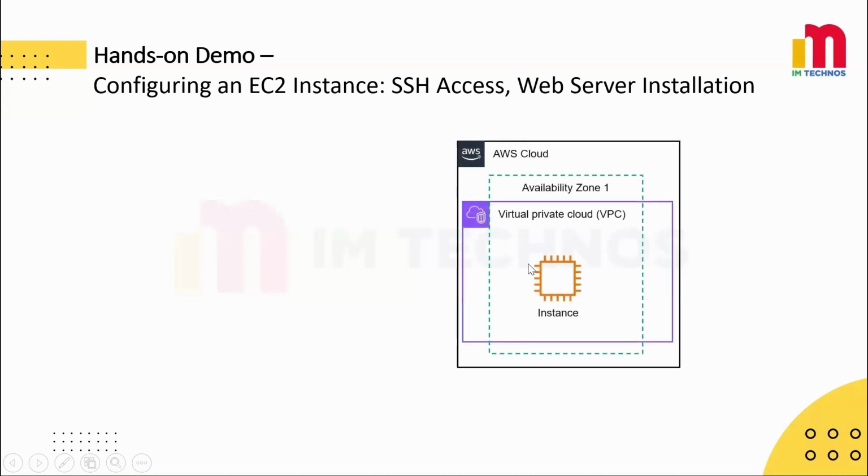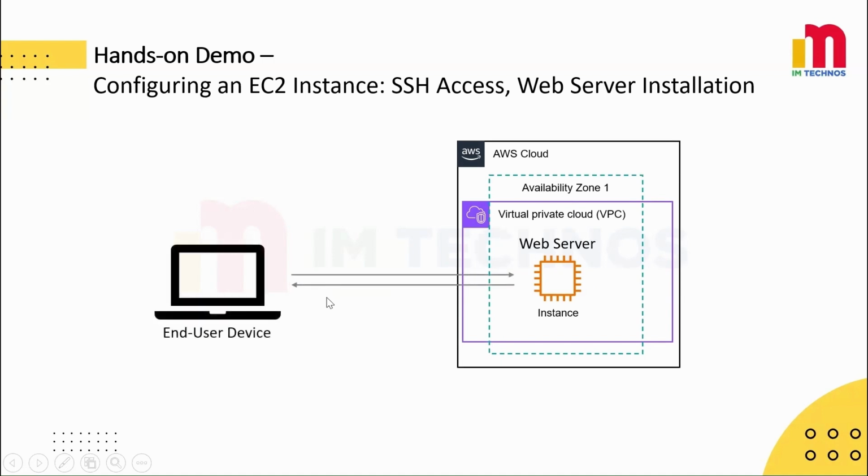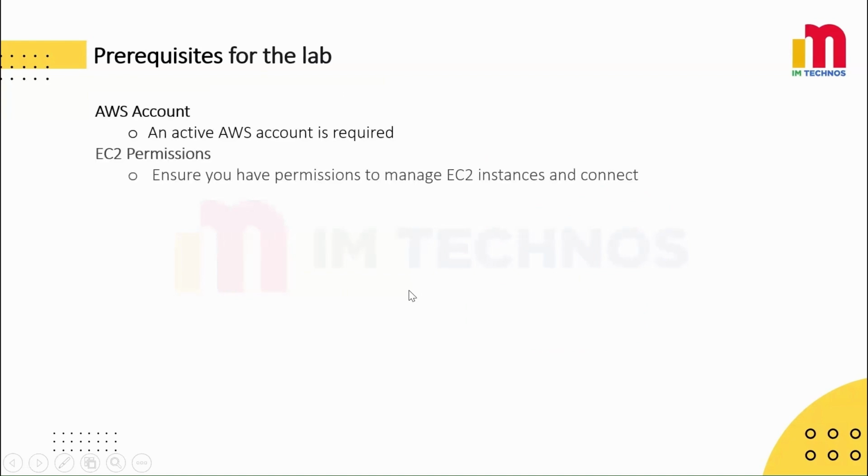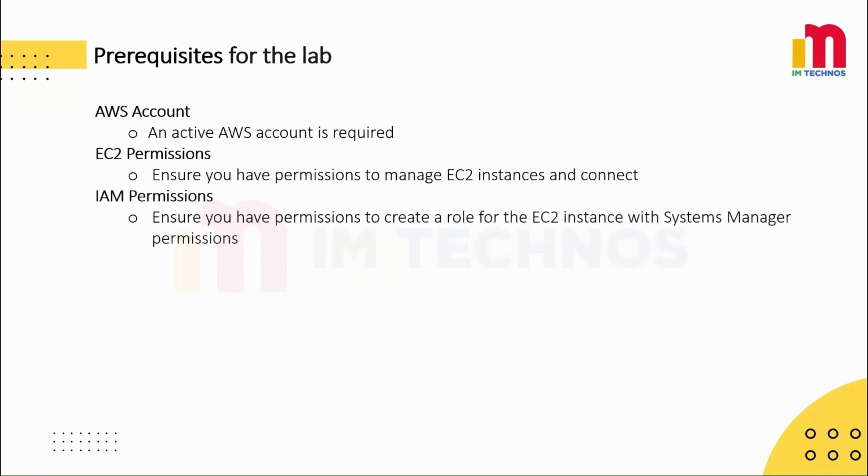First, we will launch an EC2 instance, install a basic web server, and access it via the instance's public IP address. To get started, ensure you have an active AWS account. You will need EC2 permissions to manage instances and assign an IAM role. Additionally, make sure you have IAM permissions to create roles with Systems Manager access.